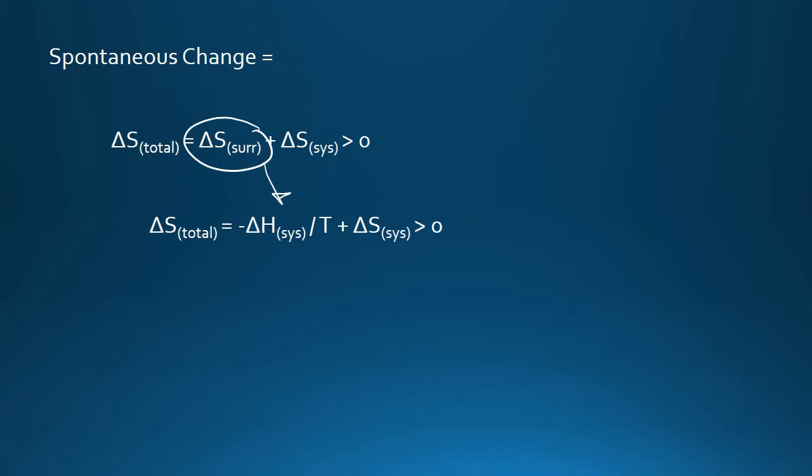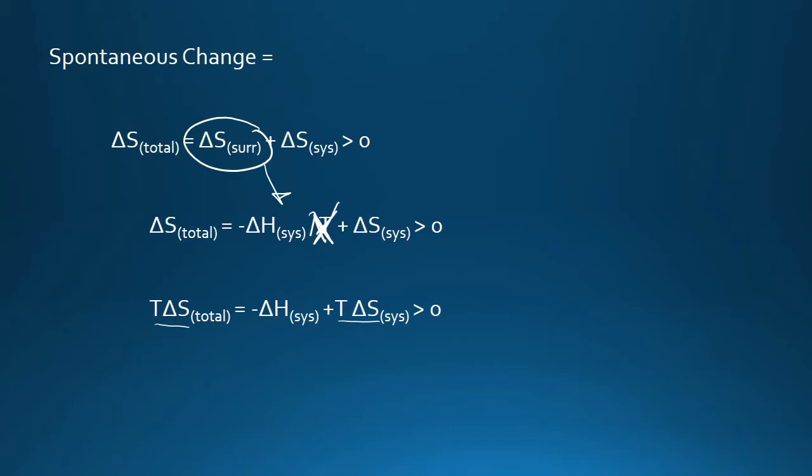And that value is going to be greater than 0. So we're going to manipulate this calculation a little bit, because dividing one value by T doesn't make sense. We're going to get rid of that T and multiply it through. So now you see we have T delta S total, delta H is now by itself, and then T delta S, and that is greater than 0.